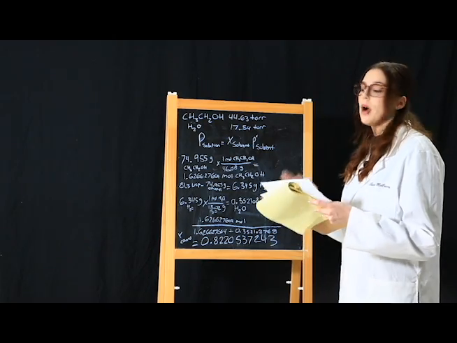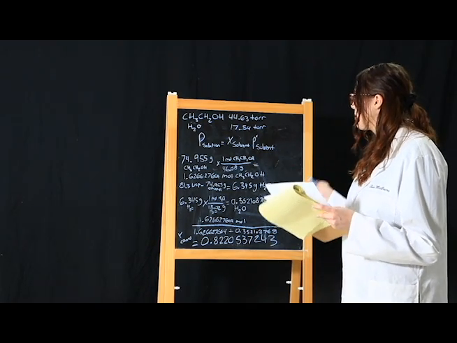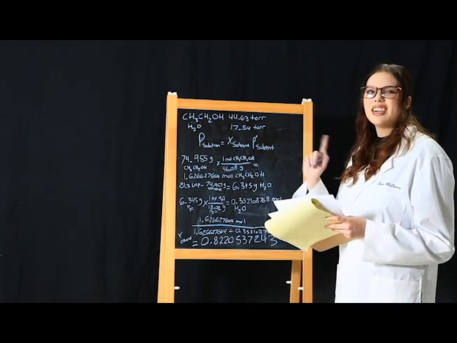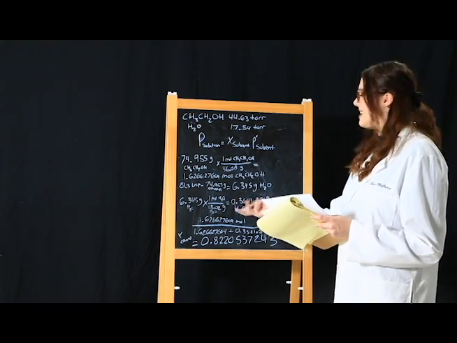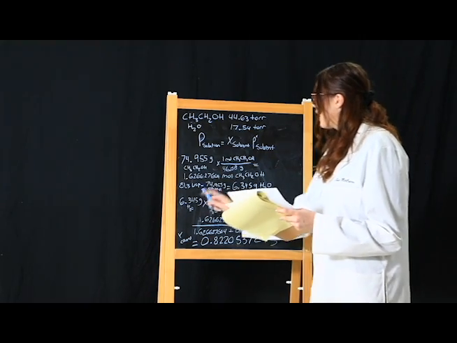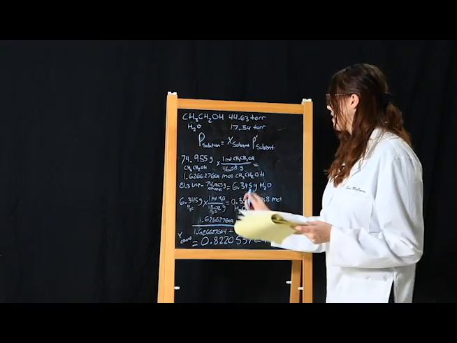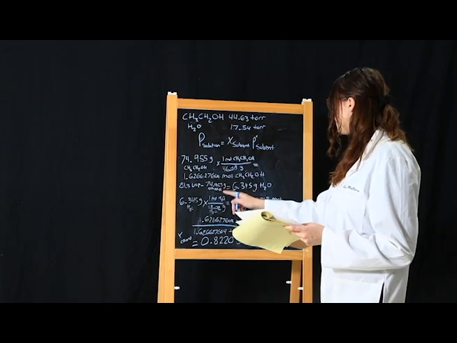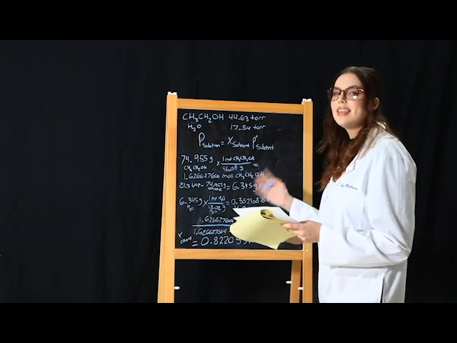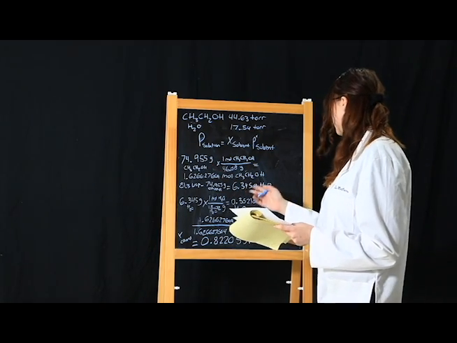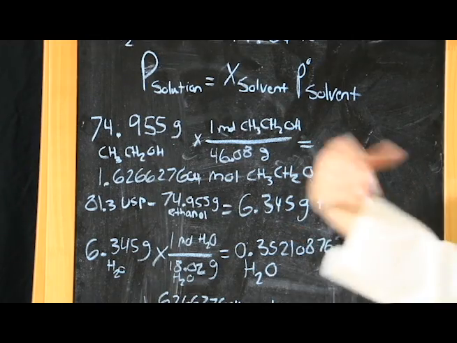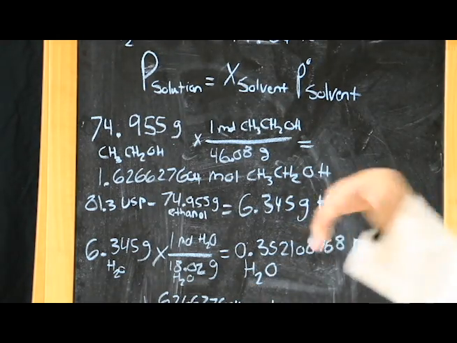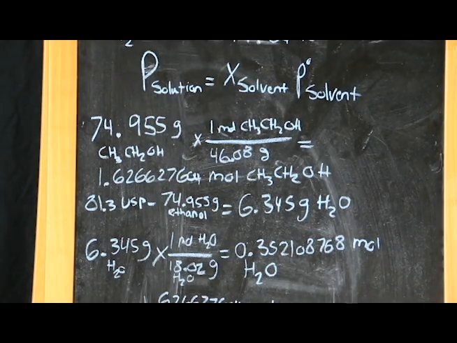Now, we are not given how much water is in the solution in the problem specifically. However, this is a trick question. We can find it. So we know that we have 81.3 grams of USP ethanol. We need to subtract the amount of grams of ethanol from this value, and this will give us the amount of water in grams. I have done this simple subtraction problem and I got 6.345 grams of water.